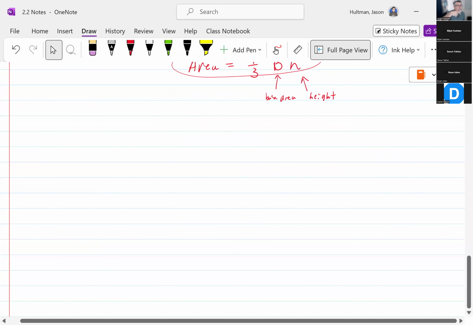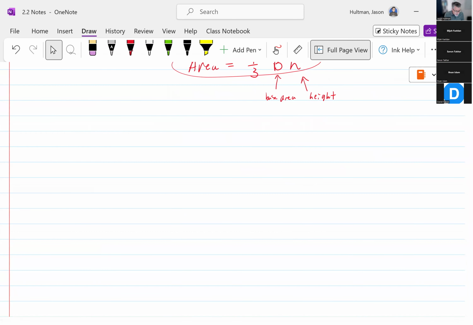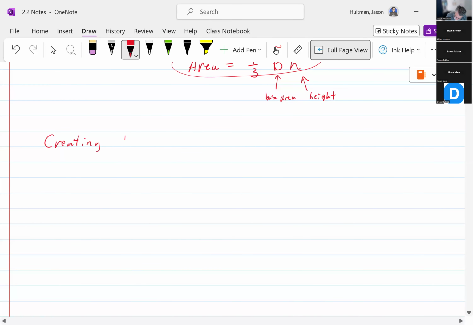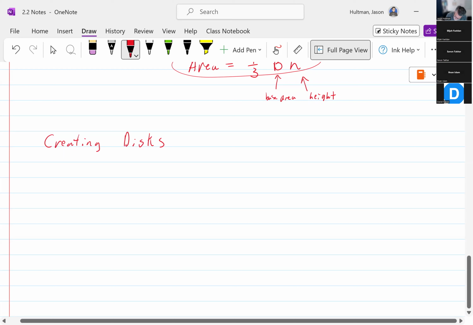Let's talk about creating discs, creating circles, as our cross sections. These are going to be called solids of revolution. We're going to take a function and then we're going to revolve it 360 degrees to create a solid of revolution. And whenever we do that, the cross sections are going to be circles. Okay? So creating discs.